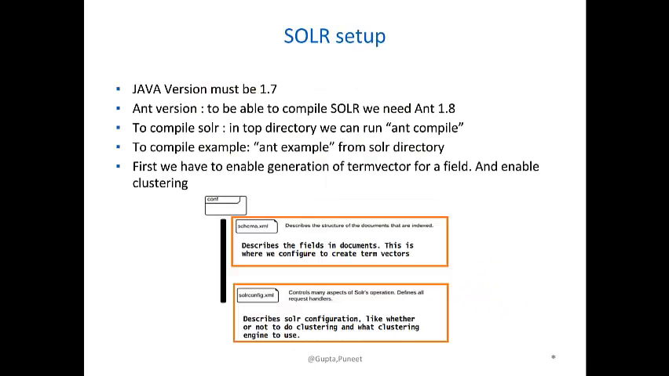So the first step is to set up Solr. The Java version needed to run Solr is 1.7, and to build it, we need Ant version 1.8. To compile in the Solr directory or example directory is fairly simple. So let us first enable generation of term vectors in schema.xml. Solr has many configuration files in the conf folder. Schema.xml describes the schema of the documents. What are the fields in that document?